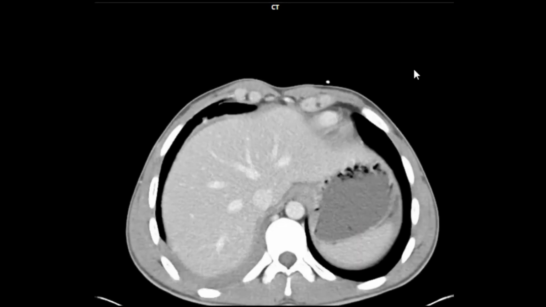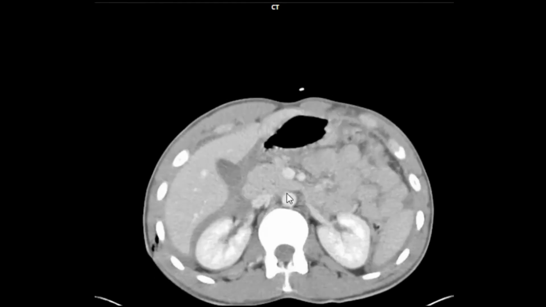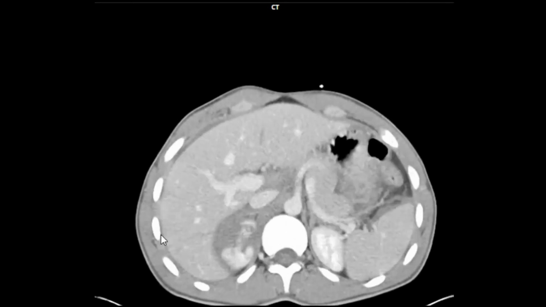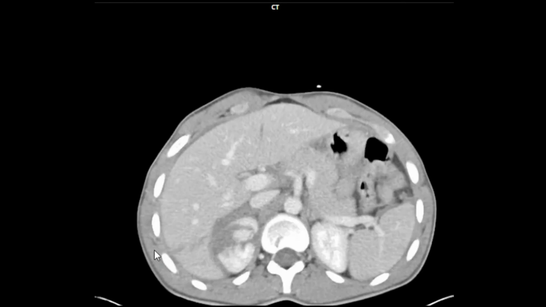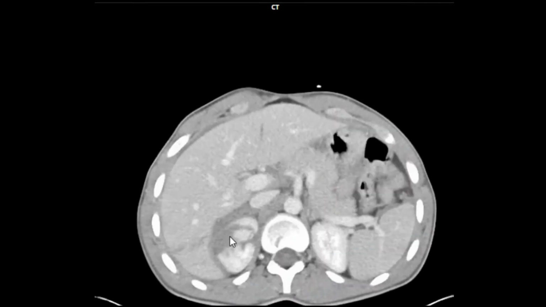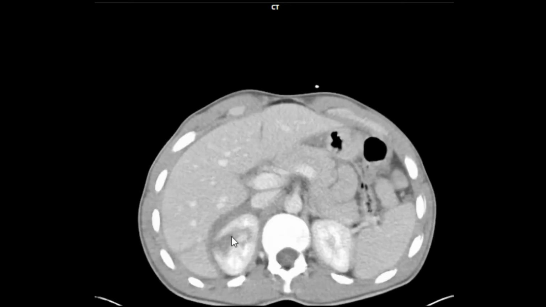This is a case of penetrating injury, and over here we can see the laceration or the penetrating injury here, and slightly superior to this we can see a laceration of the liver and of the kidney. So this is an example of penetrating trauma with solid organ lacerations.